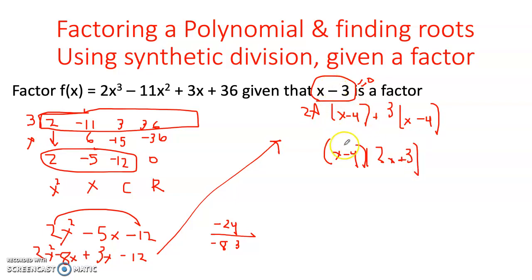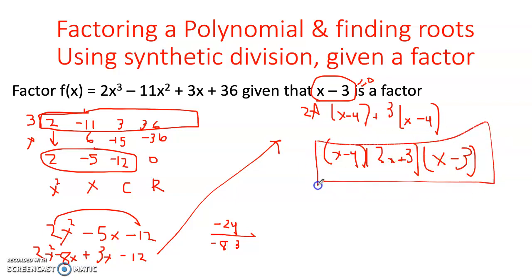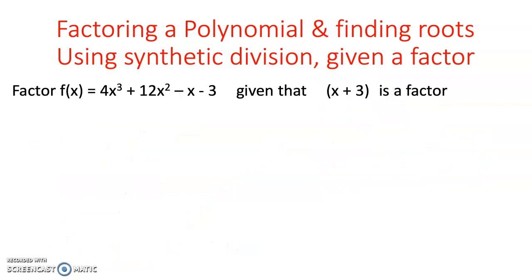So this was a factor, and these are factors, so we have to include our initial factor with it because we divided by it. That means it went in evenly. So my final answer is the initial factor that they gave us plus the 2 factors we came up with. So our final answer is the quantity of x minus 4 times 2x plus 3 times x minus 3. Order does not matter. Let's do it again, and I'll try to make it a little neater.